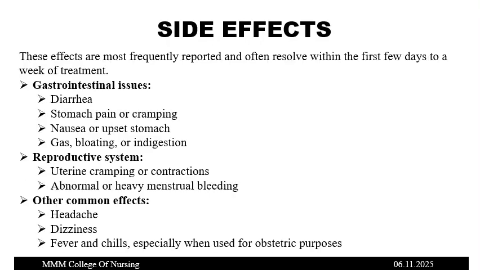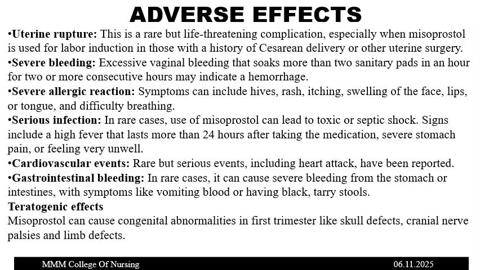Side effects: gastrointestinal issues are diarrhea, stomach pain, cramping, nausea, stomach upset, gas, bloating, and indigestion. Reproductive system: uterine cramping, contractions, abnormal and heavy menstrual bleeding. Other common side effects are headache, dizziness, fever, and chills. Adverse effects. Some of the adverse effects are uterine rupture, severe bleeding, severe allergic reaction, serious infection, cardiovascular events, gastrointestinal bleeding, and teratogenic effects.